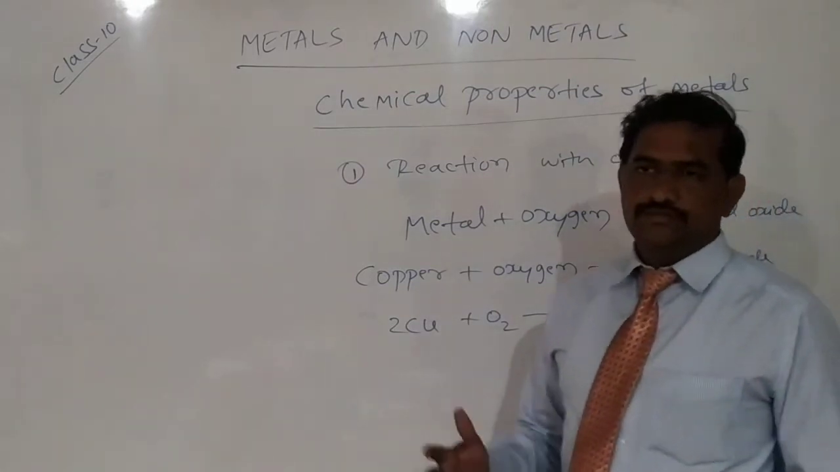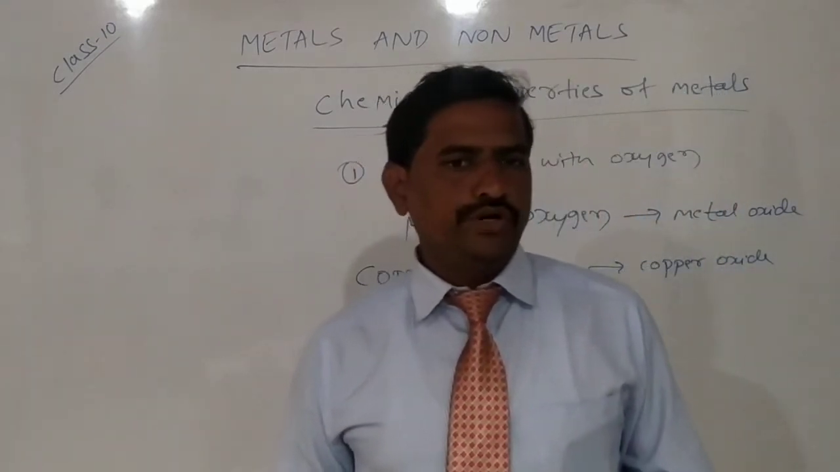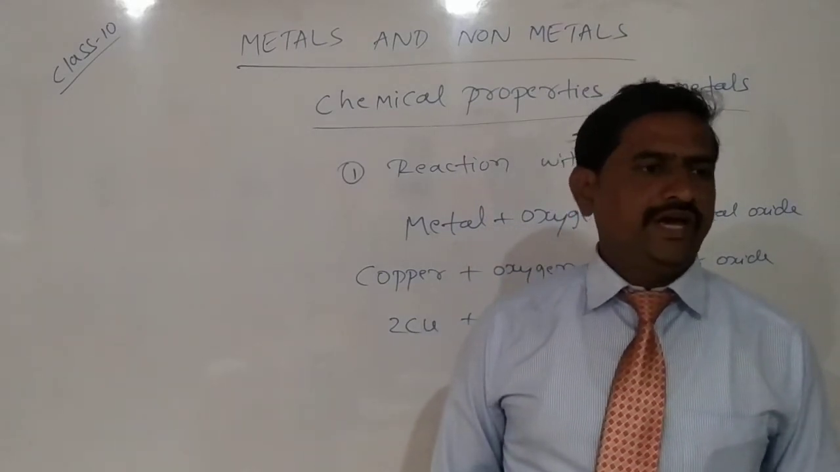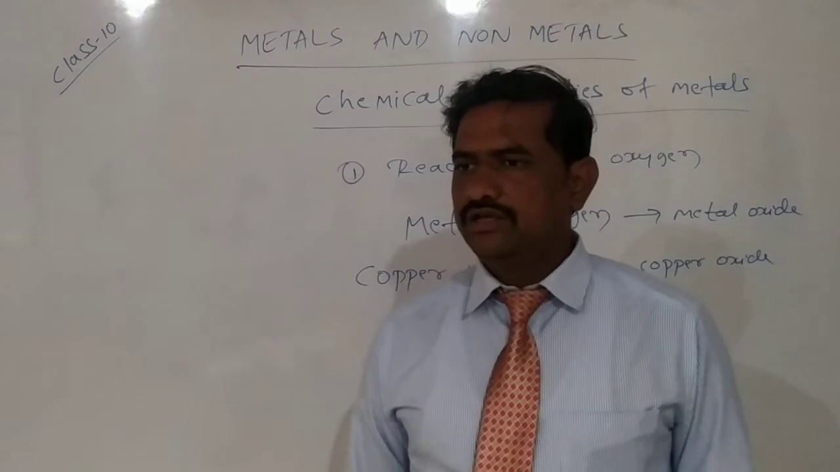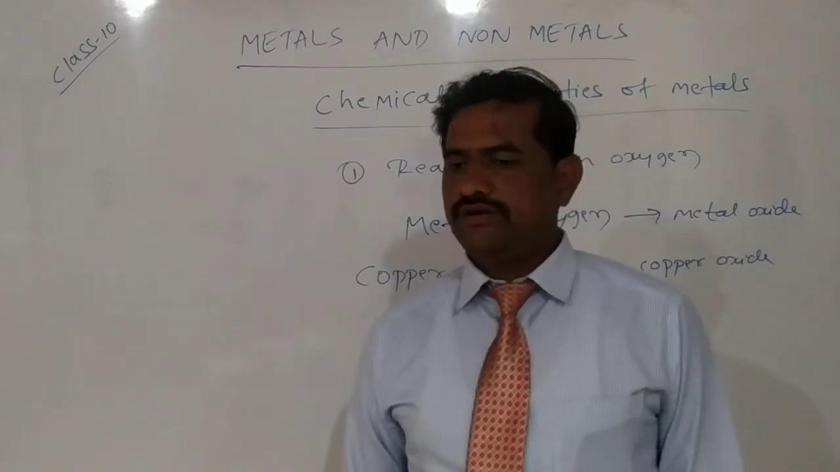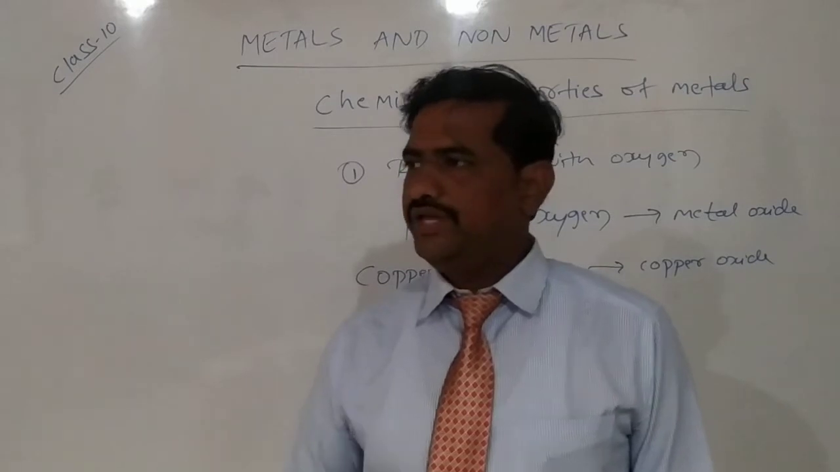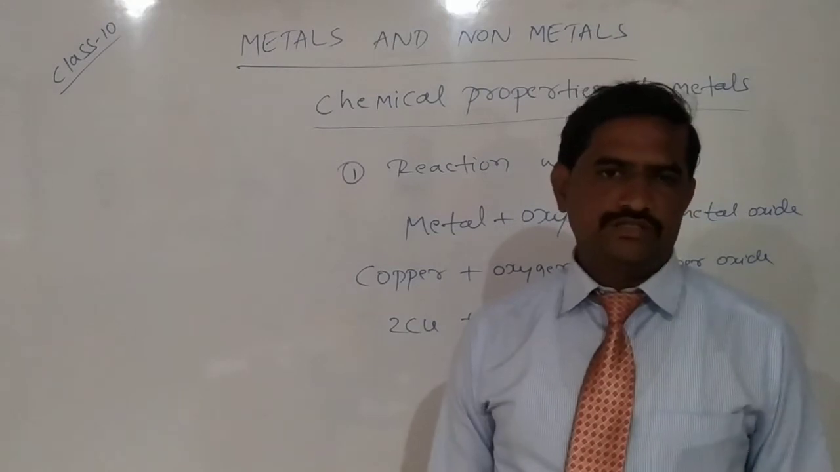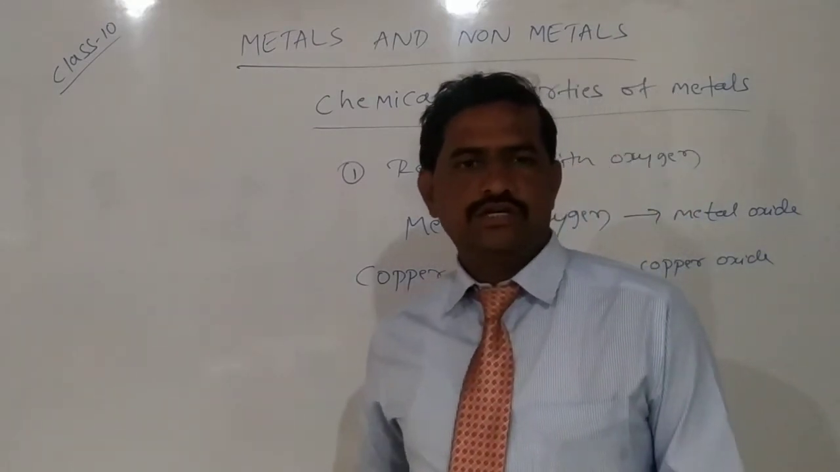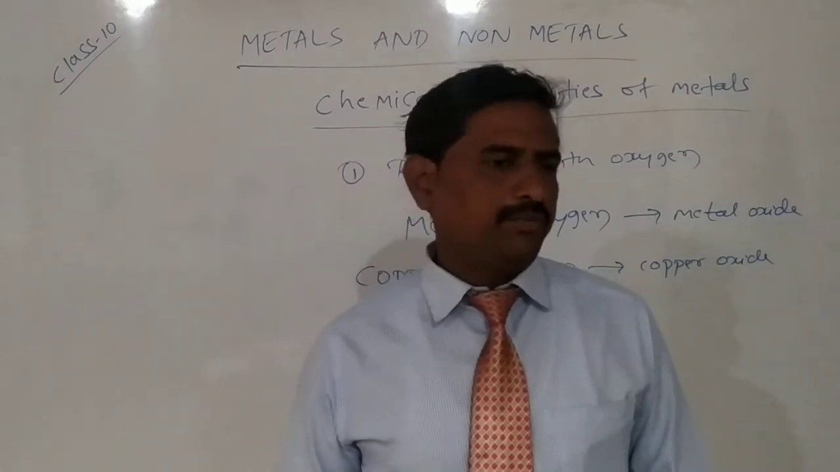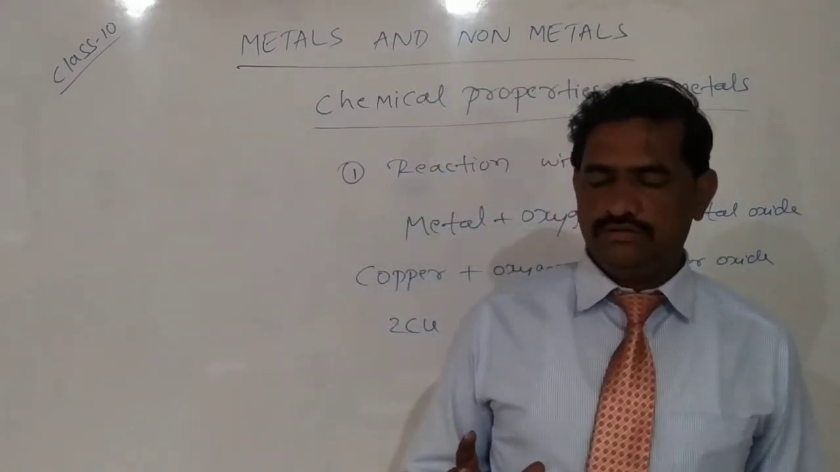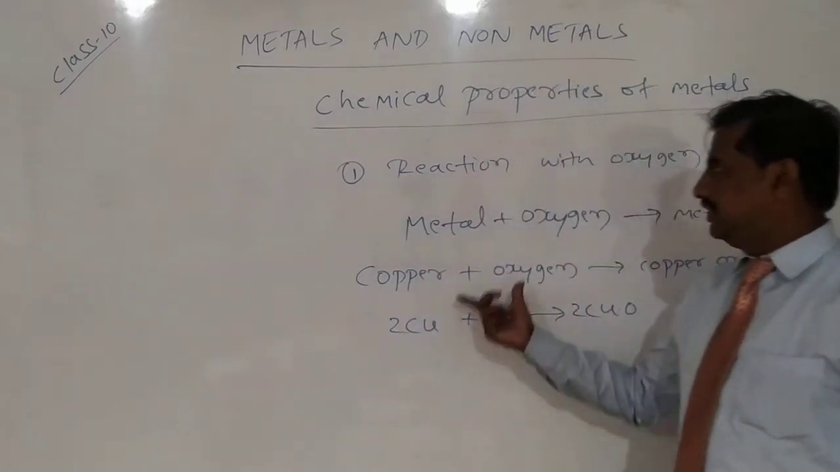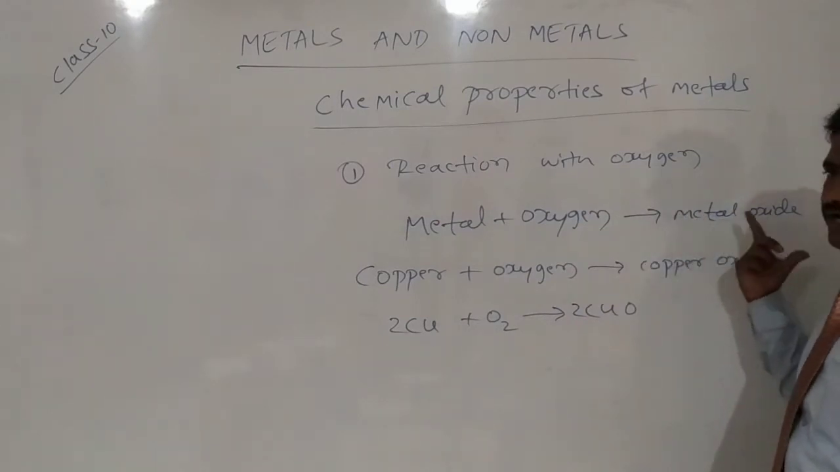Usually metals like sodium and potassium are highly reactive. When they are exposed to the air, they immediately react and form the oxide. Sodium reacts with oxygen to form sodium oxide, and potassium reacts with oxygen to form potassium oxide. So to avoid the formation of oxides, highly reactive metals like sodium and potassium are preserved in kerosene. So this is how a metal reacts with oxygen, forming metal oxide.